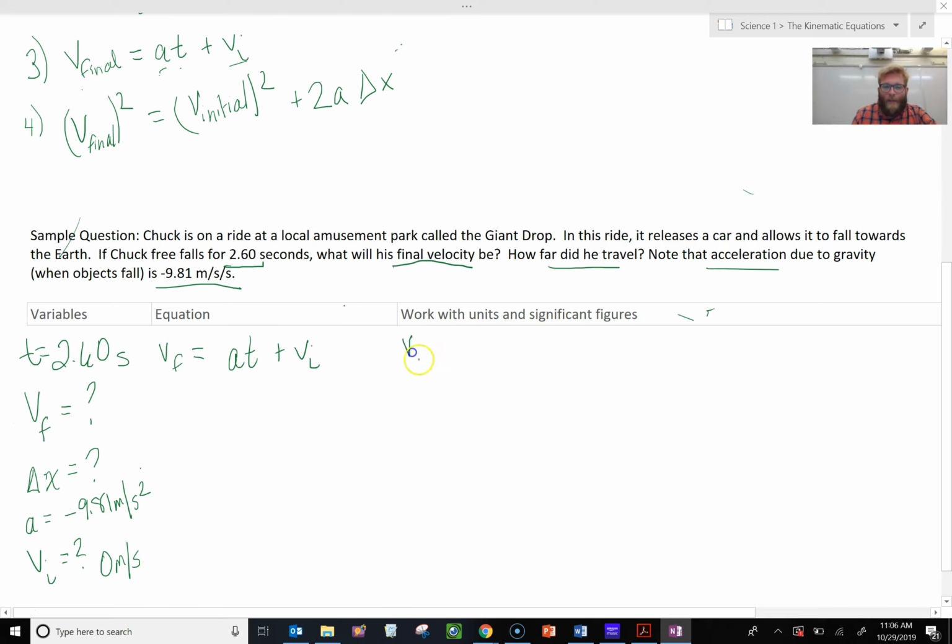Okay, so I know that my final velocity is what I want to find. I know from my variables that the variable I've been given was this negative 9.81 meters per second squared. So I know my acceleration is negative 9.81 meters per second squared. And I know that the time it takes me to fall is 2.60 seconds. And then I would add to that my initial velocity, which is 0 meters per second, because I'm starting at 0 meters per second. So if I continue to go through this and solve for the variables in this equation, I would take my values and multiply them together to get my next unit. So let me do that.